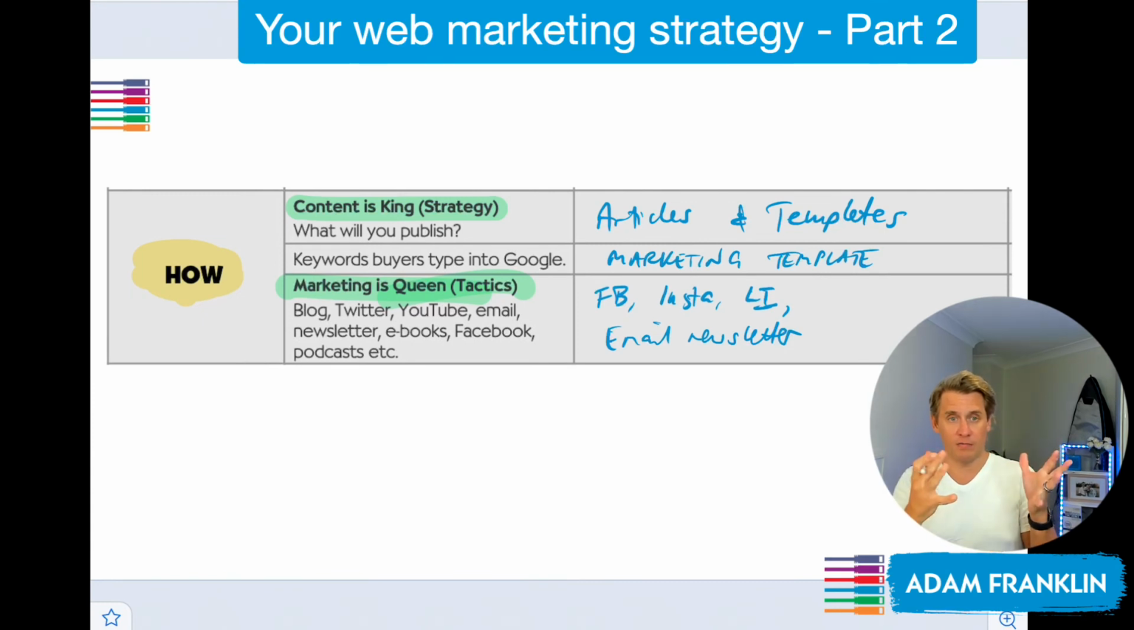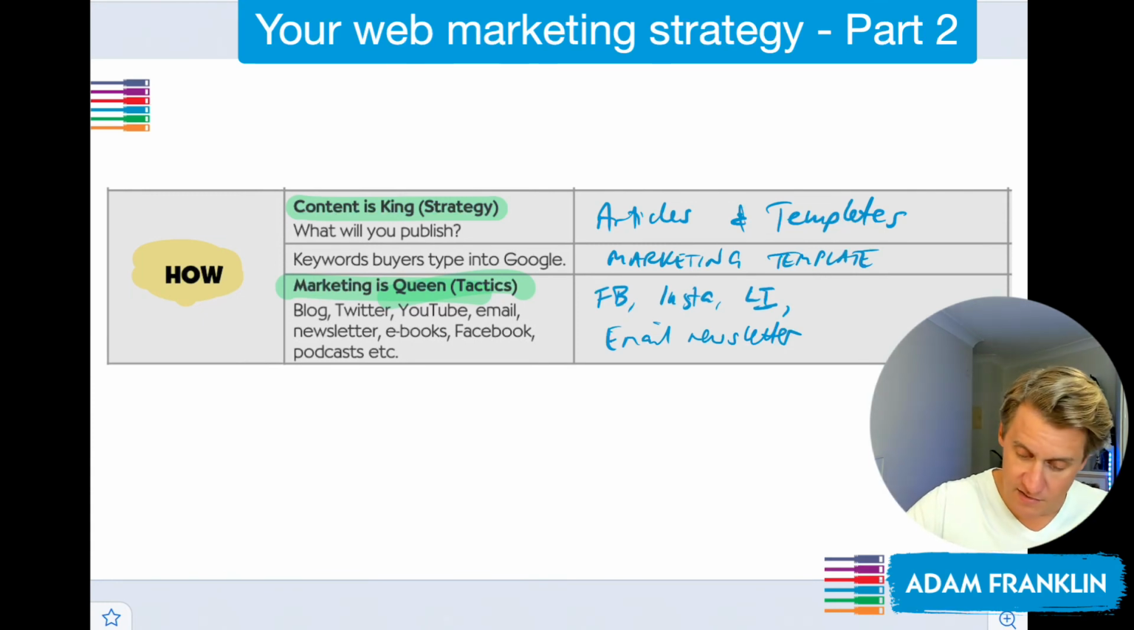So what am I going to publish? Articles and templates, basically sharing tips on marketing with a keyword, for example, that they're going to type into Google, like marketing template, and then we're going to distribute that content on those various platforms.